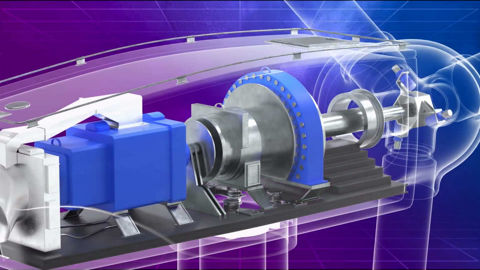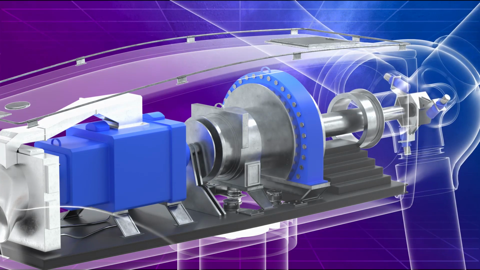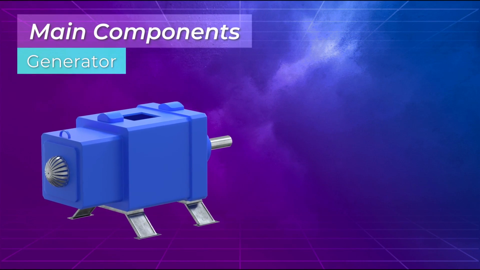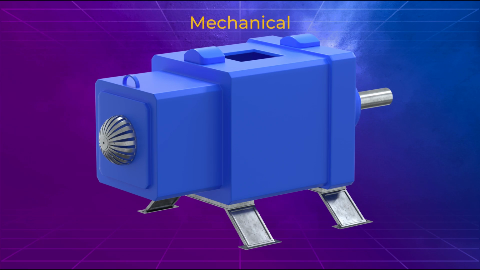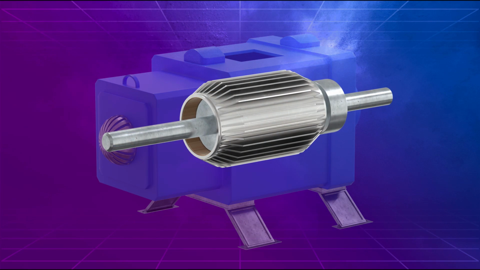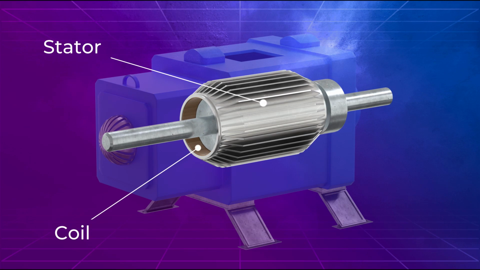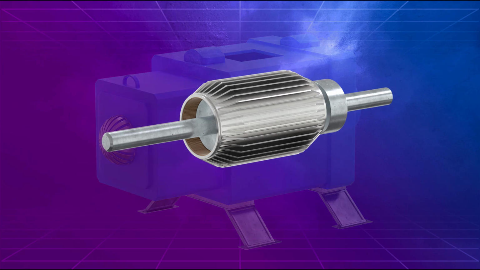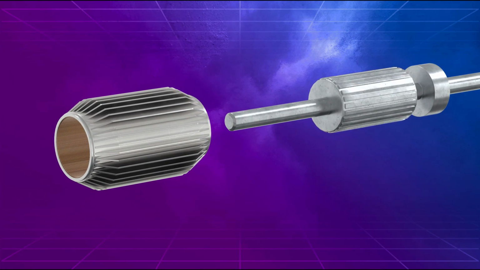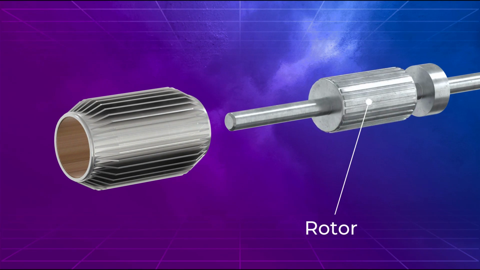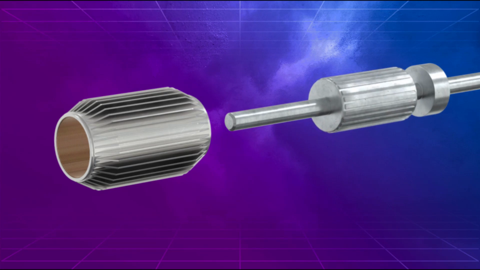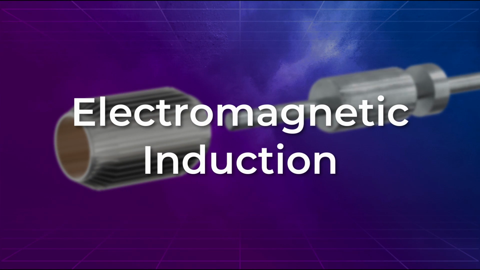The high-speed shaft connects to the generator, which is an electromechanical component that converts the mechanical power into electrical power. Generators typically have a stator, a stationary housing with coils of wire mounted in a certain pattern, and a rotor, the rotating part of the generator. When the high-speed shaft rotates, electricity is generated due to electromagnetic induction.